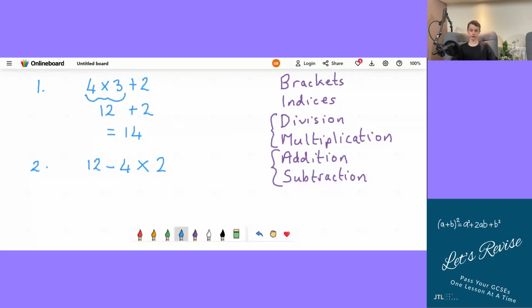The second question is 12 minus 4 times 2. Have a guess as how you can solve that one. It's the 4 times 2, which happens to be minus 8, because it's actually minus 4 times 2. So then you've got the 12. 12 minus 8 is 4. So I hope that's helped. Anyway, let's go through a few more questions.